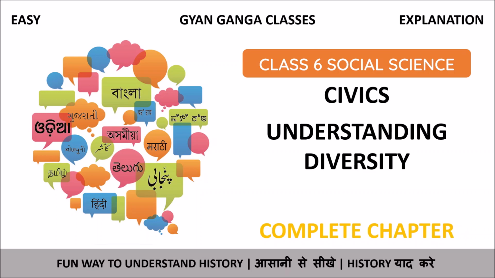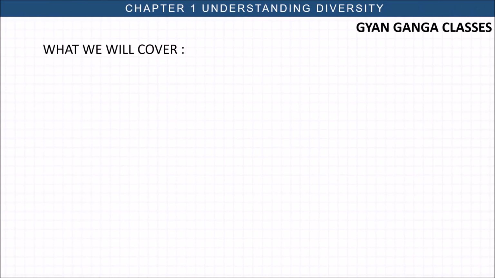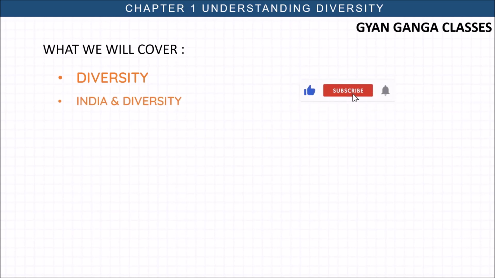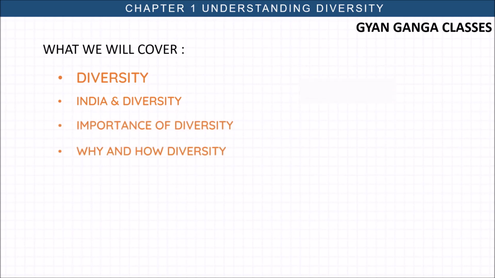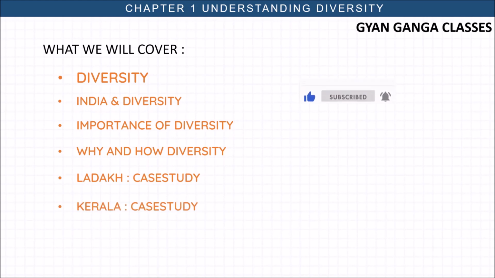So let's start the first chapter of civics, which is all about understanding diversity. So first, what will we learn? What we will cover today is diversity. After all, what is diversity? Then how the diversity is in India, the importance of diversity, why and how the diversity developed. We will read about Ladakh as a case study and we will learn about Kerala. Then we will understand the unity in diversity.